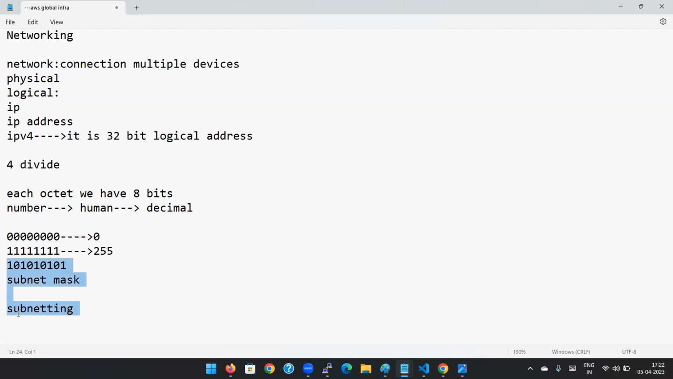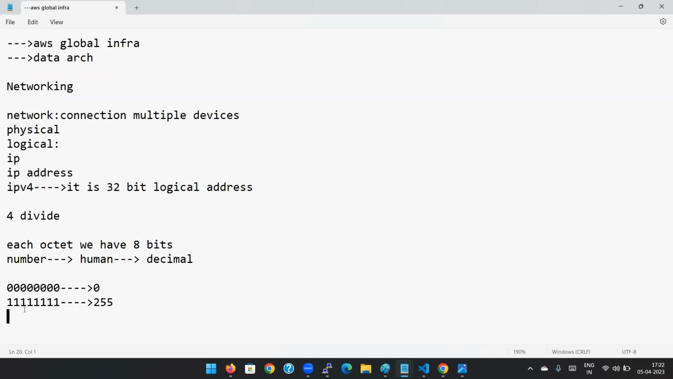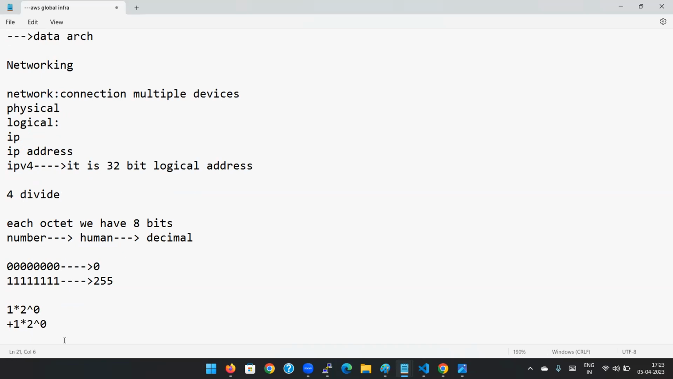How are we getting this? Whatever numbers you have in the octet, here I am having 8 ones. If I convert these 8 binary bits into the decimal format, I multiply these numbers with powers of 2. From right to left, that is 1 into 2 power 0, plus 1 into 2 power 1, and like that you will go on.